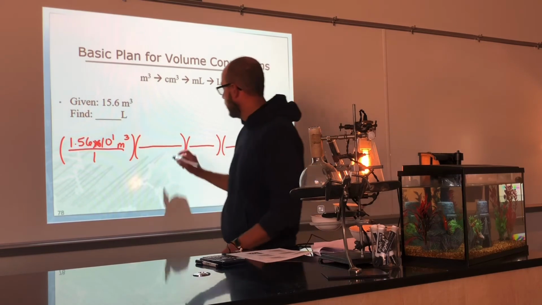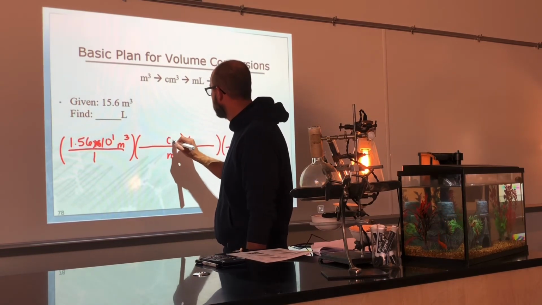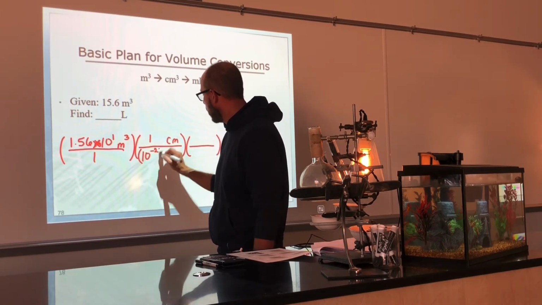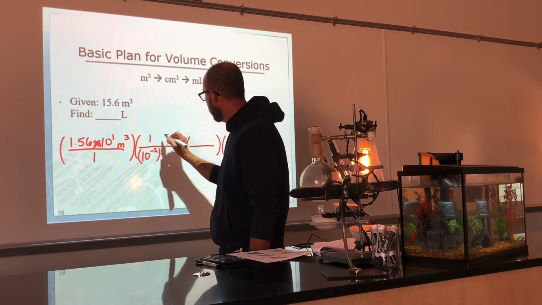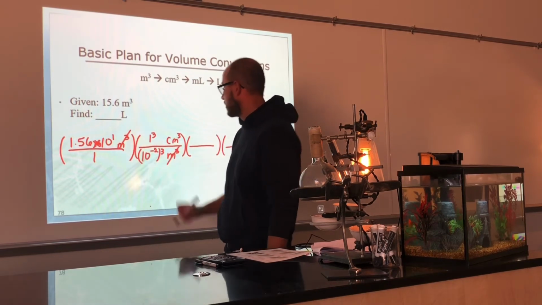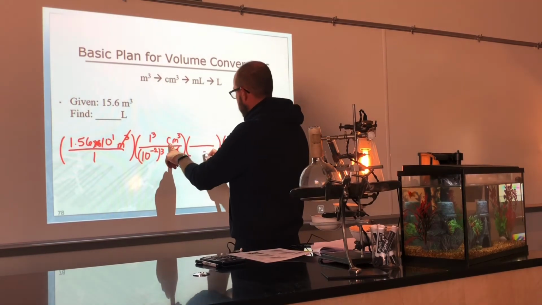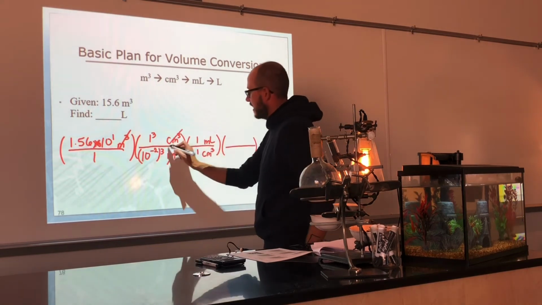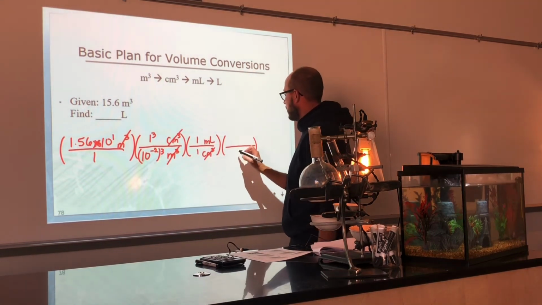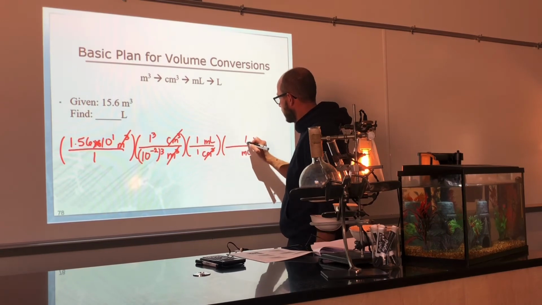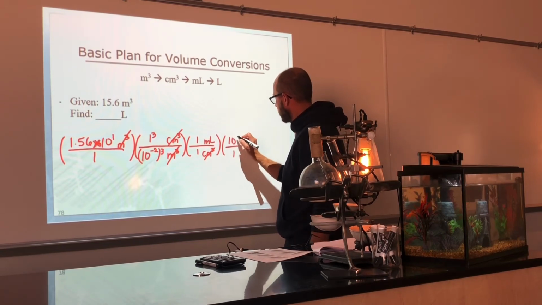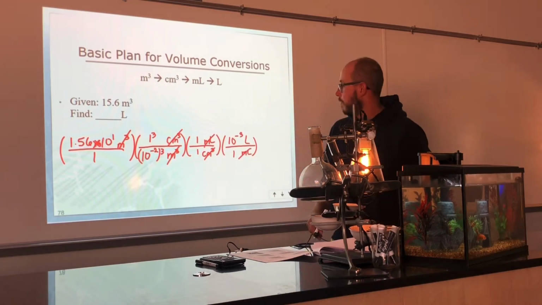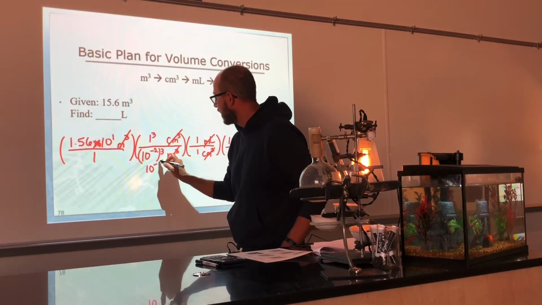Okay, so in the first one, meters to centimeters, 1 centimeter is 10 to the minus 2 meters. Cube all of this. And cubic meters cancels. In the next one, cubic centimeters and milliliters, they're the exact same thing, so it's 1 and 1. And that cancels cubic centimeters. And in the last one, I'm dealing with milliliters going to liters. 1 milliliter is 10 to the minus 3rd liters. Milliliters cancels. So doing math, this becomes 10 to the minus 6.